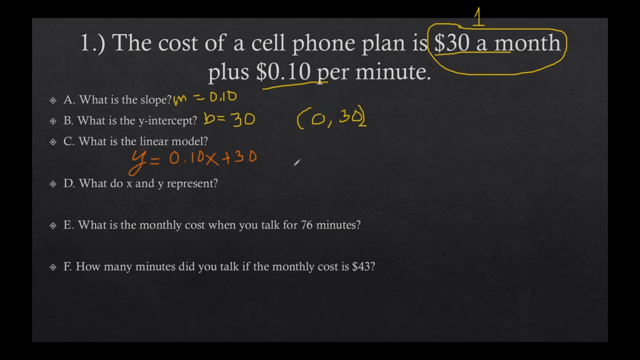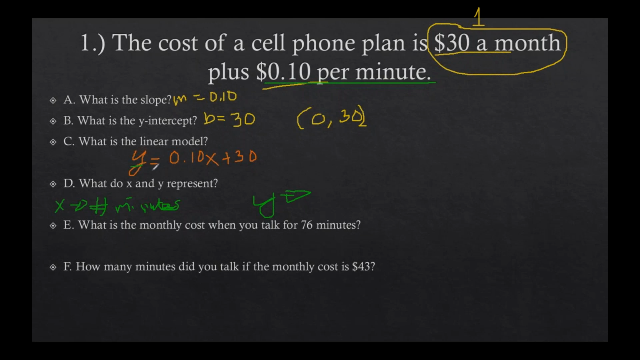So, what do x and y represent? Well, think about your slope. Your slope is 10 cents. Think about where that number came from. And we want to know what x represents. So if your slope is the 10 cents, what do you think the x represents? The number of minutes, exactly. Because if you talk for 2 minutes, that's 20 cents. If you talk for 20 minutes, that's $2. So it's the number of minutes that you talk.